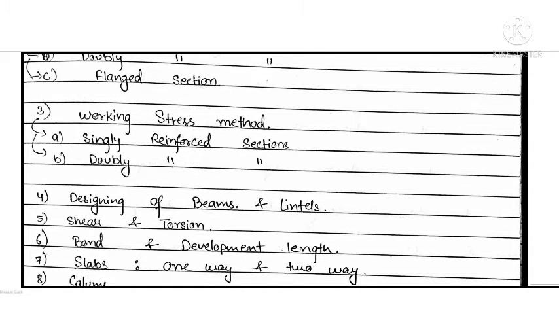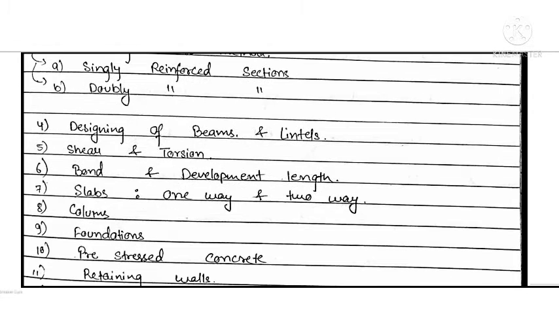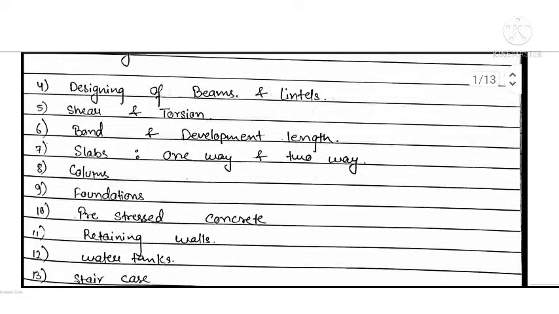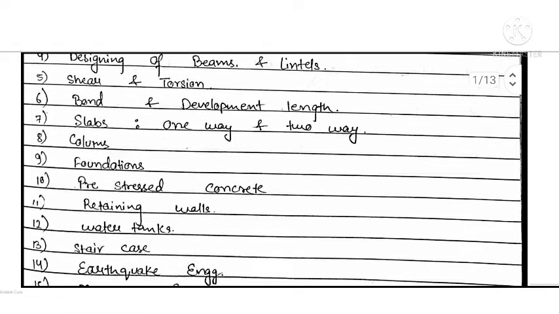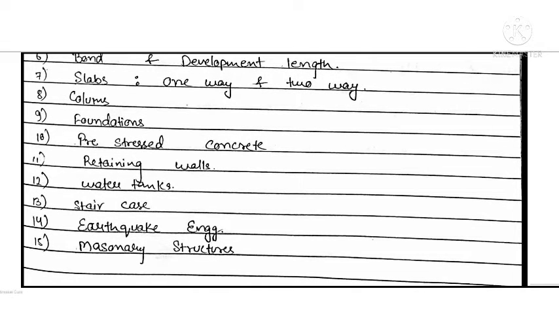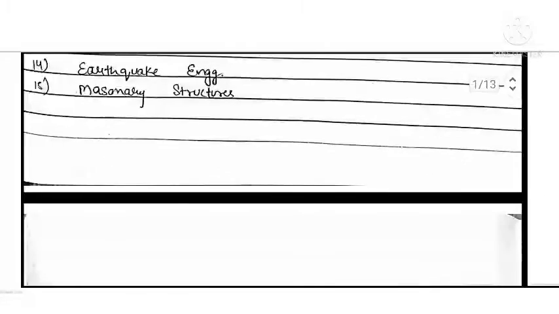Fourth is the designing of beams and lintels. Fifth is shear and torsion. Sixth is bond and development length. Seventh is slabs, one way and two way. Eighth is columns. Ninth is foundations. 10th is pre-stressed concrete. 11th is retaining walls. 12th is water tanks. 13th is staircase. 14th is earthquake engineering, and 15th is masonry structures.